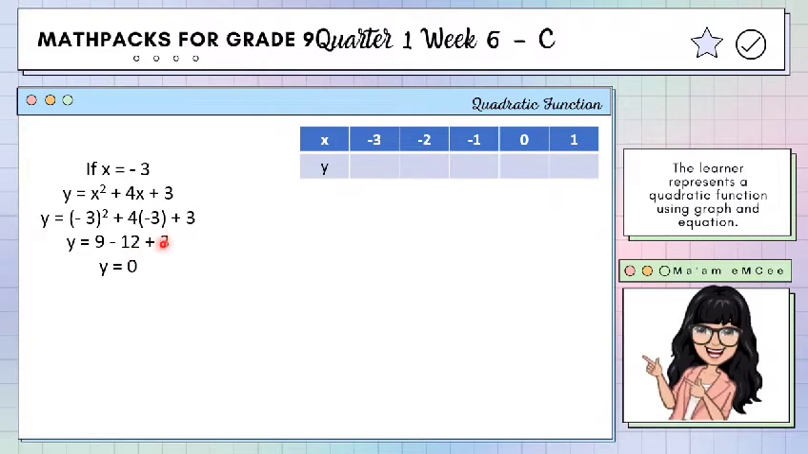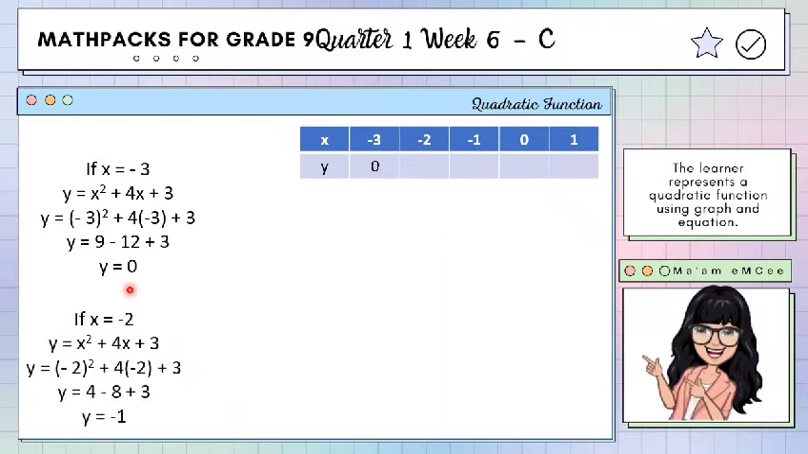Then we copy +3. Then we combine like terms. 9 and 3 are both positive, so we combine them. 9 plus 3 is equal to 12, and that is positive 12. 12 minus 12, we will have 0. So if our x is equal to -3, then the value of our y is equal to 0. So our first ordered pair will be (-3, 0).